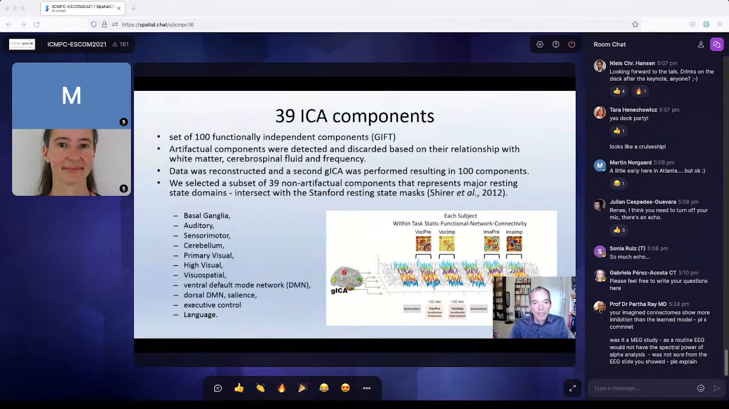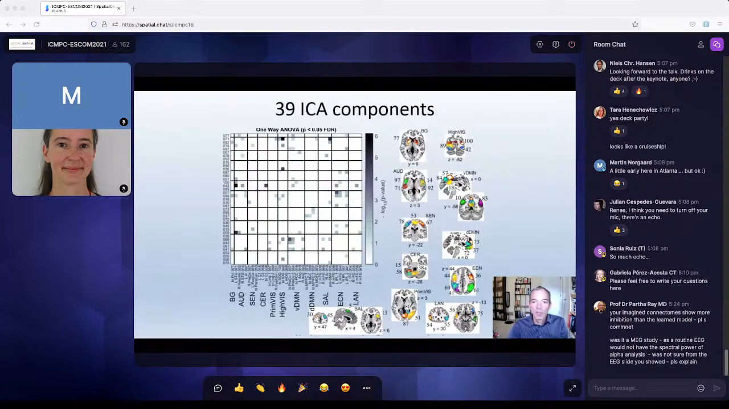And here you see the main networks on the right. Most importantly for the current discussion, the ECN, the Executive Control Network, for which 5 of our independent components were labeled as part of the Executive Control Network, and then the dorsal default mode network and the ventral default mode network. And over here on the left we see an analysis of changes between the 4 different conditions in connectivity between those areas.